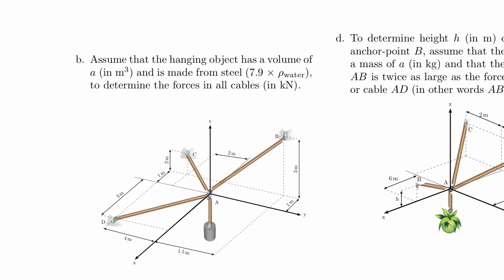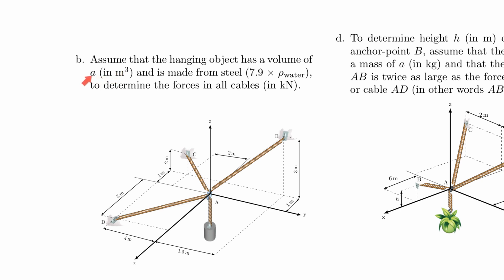Now it becomes interesting, right? So now we actually have a completely random system here. There's no symmetry whatsoever, so you have to set up your equilibrium equations, and you also have to assume that this thing here is made from steel, and steel is just 7.9 times as heavy as water. That's what this here means, right? So you know how heavy a cubic meter of water is. So the steel cube is given with a volume A of something cubic meters.